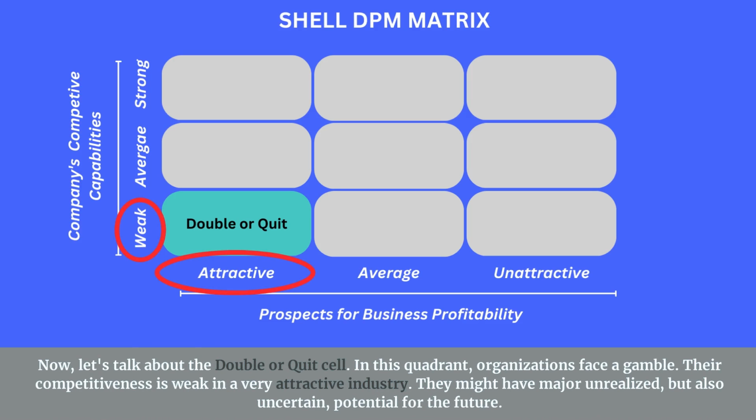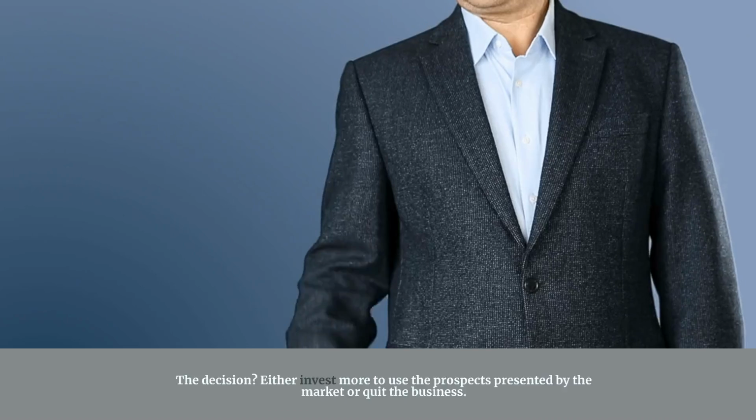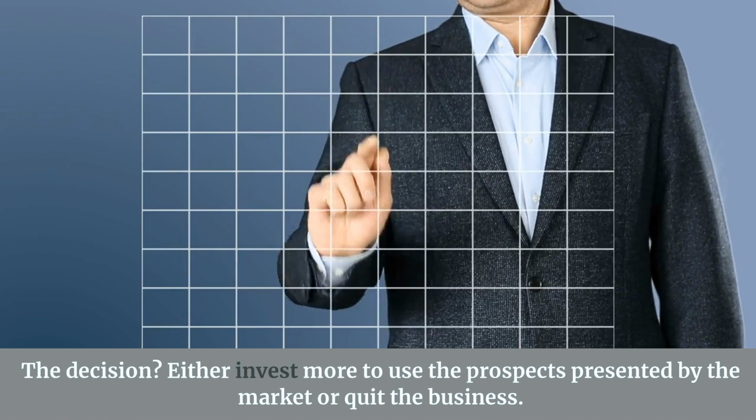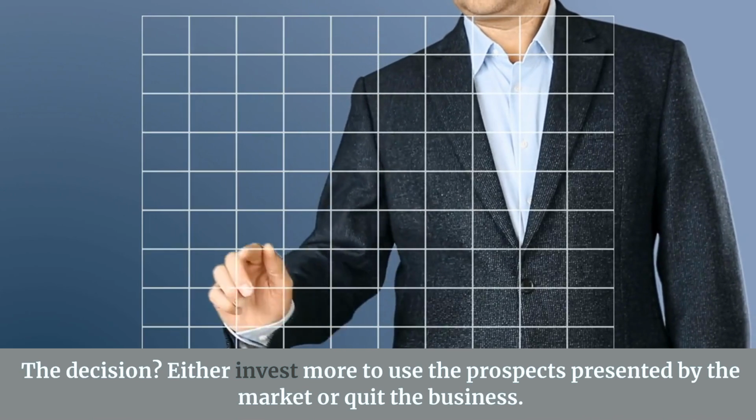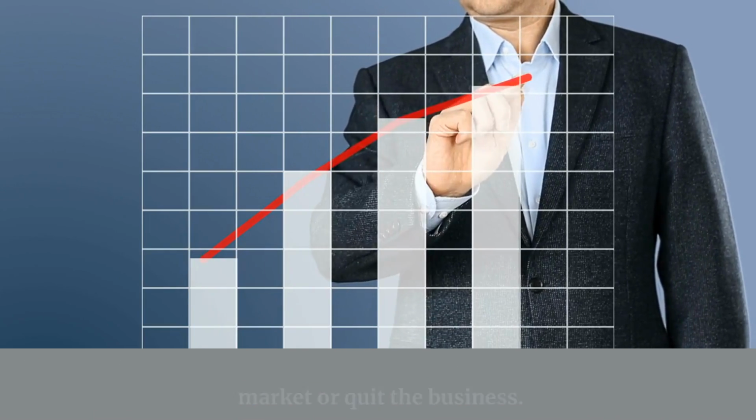Now, let's talk about the double or quit cell. In this quadrant, organizations face a gamble. Their competitiveness is weak in a very attractive industry. They might have major unrealized, but also uncertain, potential for the future. The decision? Either invest more to use the prospects presented by the market or quit the business.